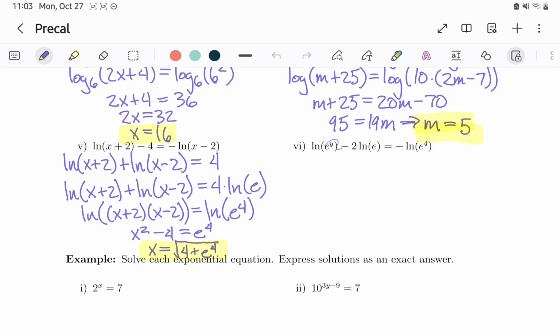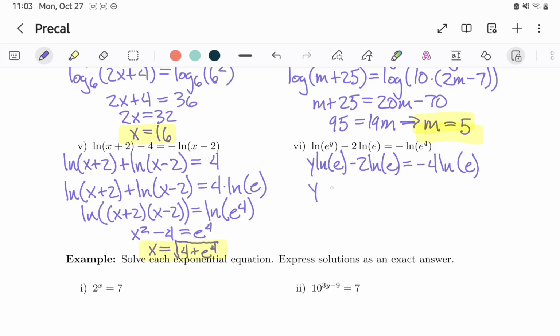Okay, and then in the last of these examples, we have natural log of e to the y minus 2 times natural log of e equals minus natural log of e to the 4. So again, the base of the natural log is going to be e. So we can use the power property here to rewrite ln of e to the y as y times ln of e minus 2 ln of e equals minus 4 times ln of e. And again, since the base of the natural log is e, ln of e is going to be 1.